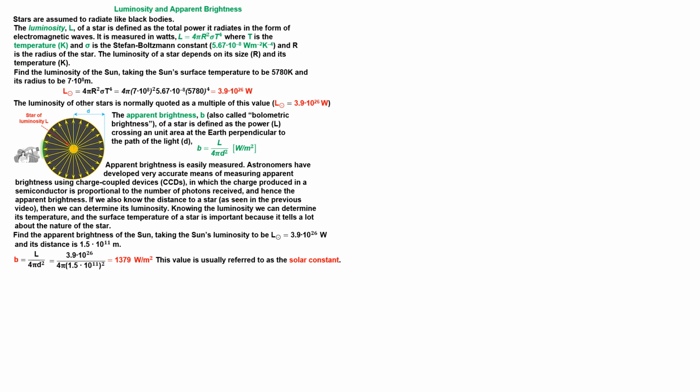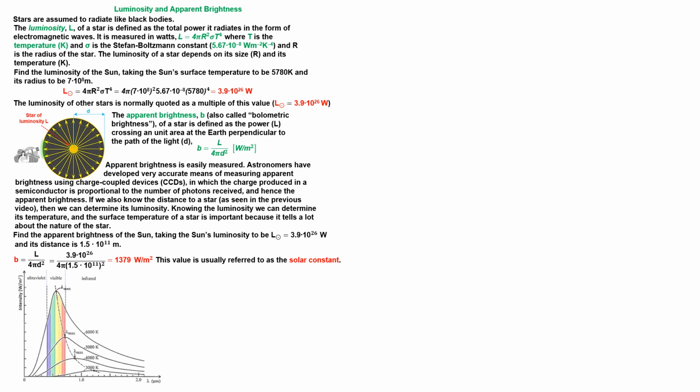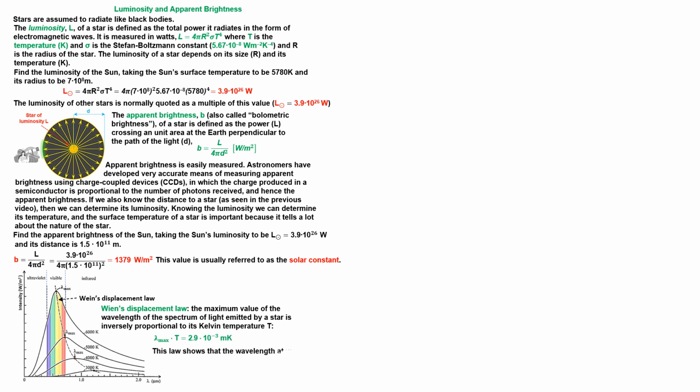This means the intensity distribution of electromagnetic radiation they emit is the same as the characteristic pattern of the black body spectrum, as shown in the figure. The relationship between the maximum value of the wavelength and its temperature, in Kelvin, is given by Wien's displacement law. The maximum value of the wavelength of the spectrum of light emitted by a star is inversely proportional to its Kelvin temperature, T. It is an empirical law that represents how the wavelength at which the radiation intensity is highest becomes lower as the surface gets hotter.